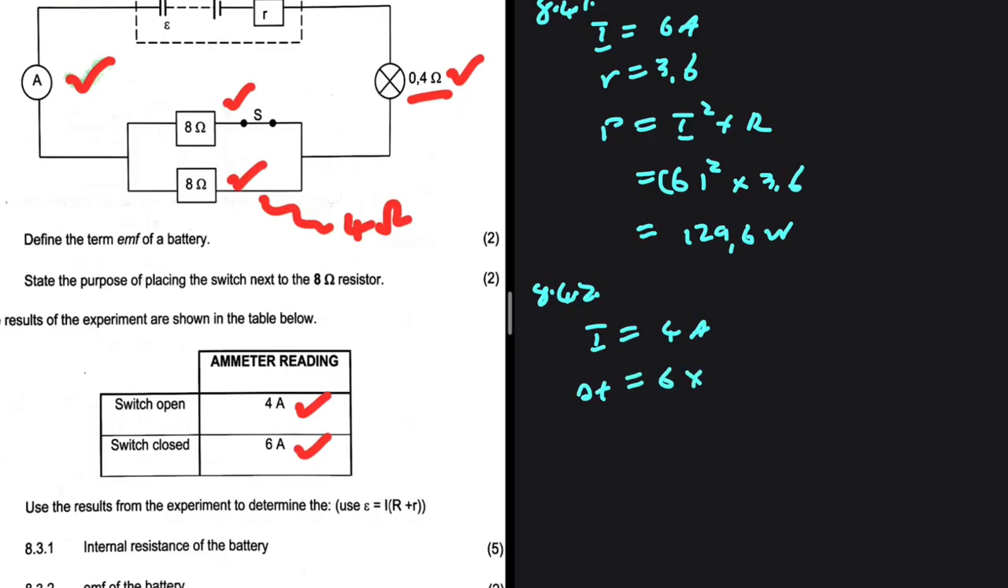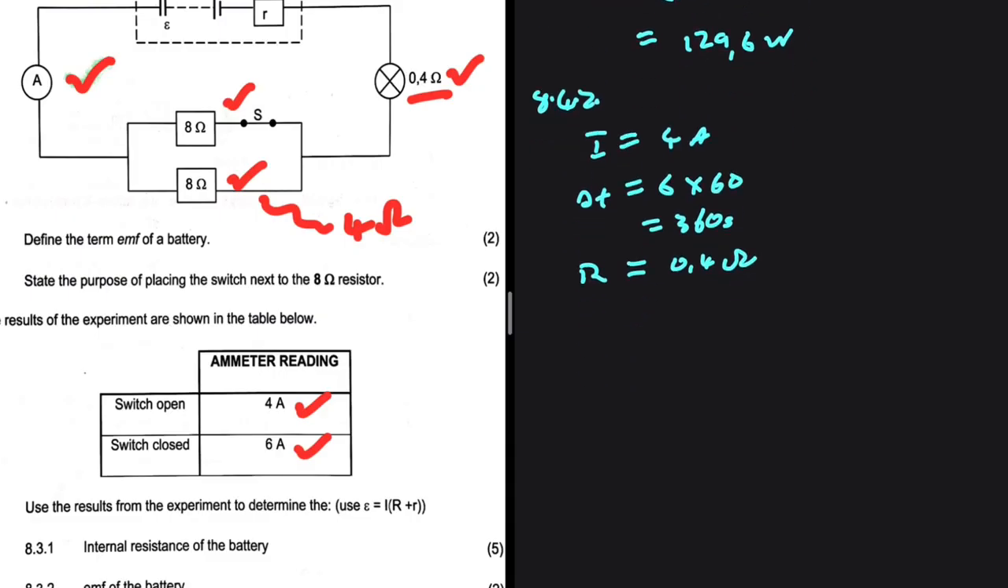So we have 6 minutes multiplied by 60, 360 seconds. What else do we have? The resistance of the bulb. We have a current equal to 0.4 ampere. We want to find the energy dissipated.